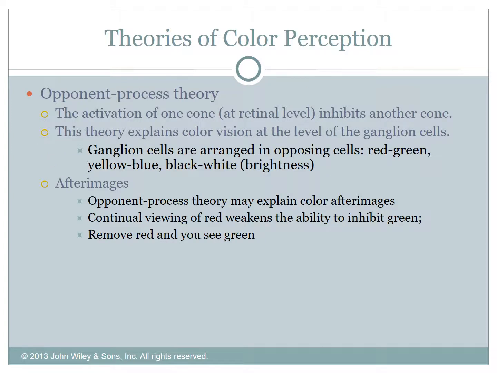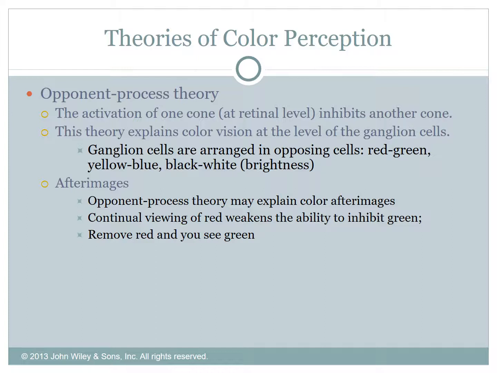The opponent process theory was developed to explain certain things like color after images. What it is, is that the activation of a particular cone inhibits another cone, that these cones act in concert with one another so that you get sort of different frequencies. What we suggest is that these opposing cells exist in red-green, yellow-blue, and black-white pairs. And with these 3 pairs, we actually are able to detect all of the colors that we can.